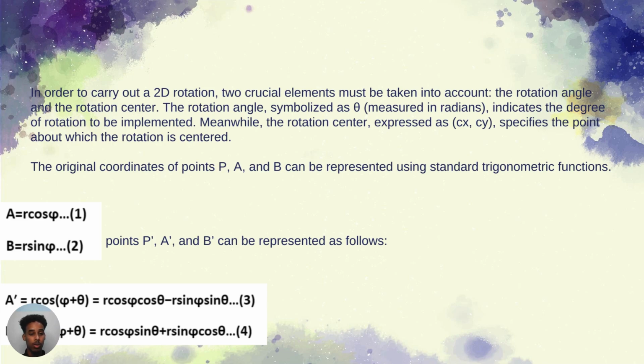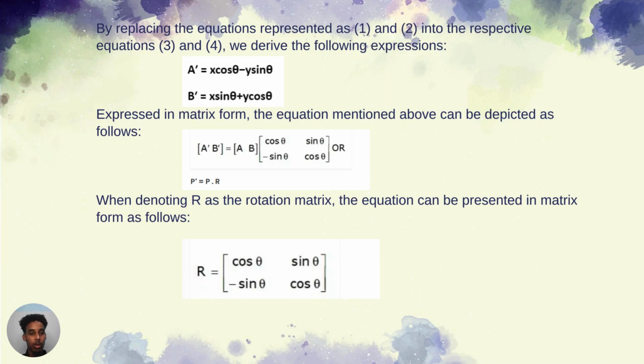a' equals r cos(alpha plus theta), which equals r cos alpha cos theta minus r sin alpha sin theta. b' equals r sin(alpha plus theta), which equals r cos alpha sin theta plus r sin alpha cos theta. By replacing equations 1 and 2 into the respective equations 3 and 4, we derive the following expression: a' equals x cos theta minus y sin theta. b' equals x sin theta plus y cos theta.